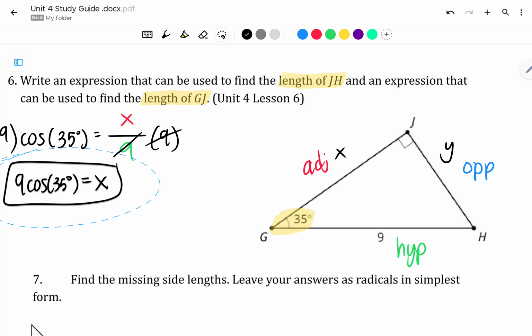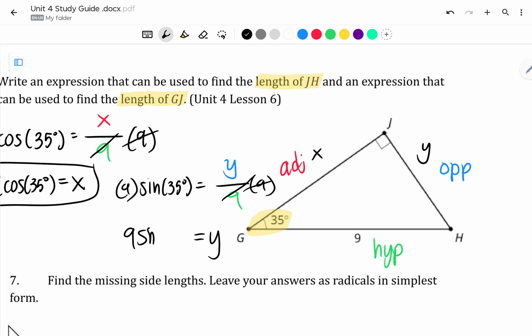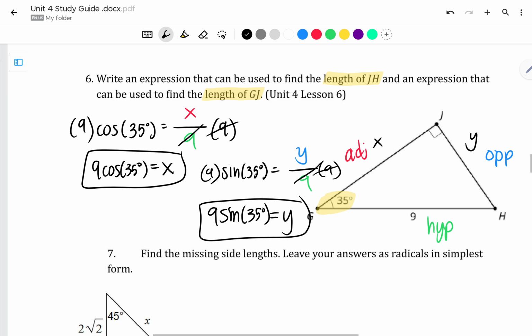Let's do the other one. Let's solve for Y, JH. So opposite over hypotenuse, so that's sine of 35 equals Y over 9. Okay, multiply both sides by 9. These cancel out, so you get Y equals 9 sine 35. That's it. Leave it like that. Those are your expressions.